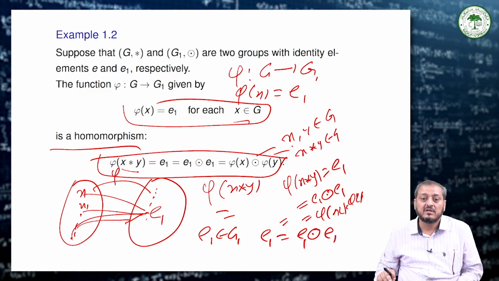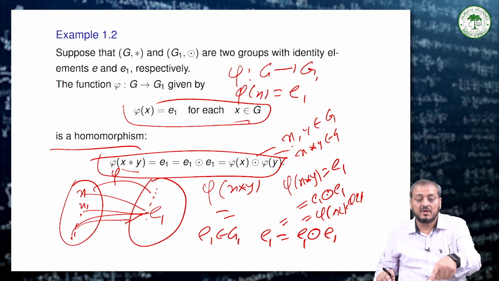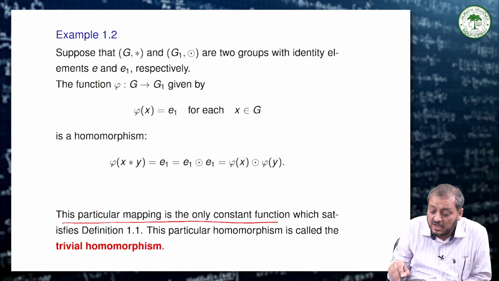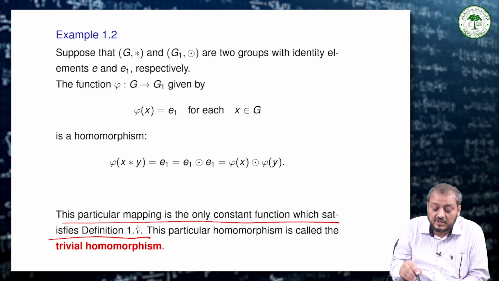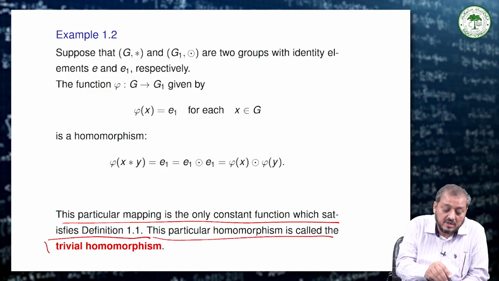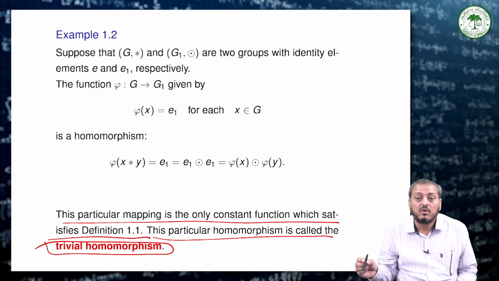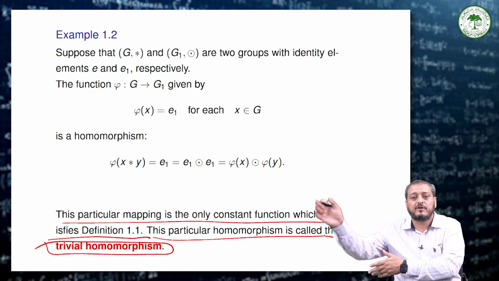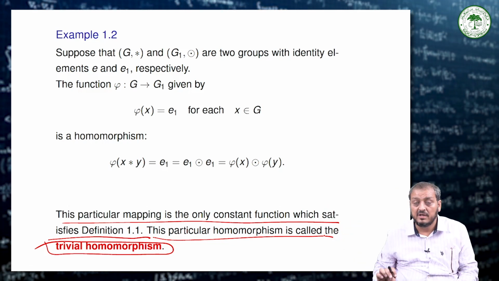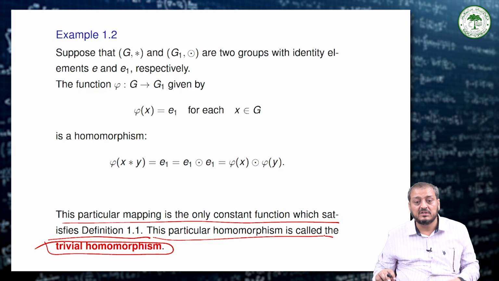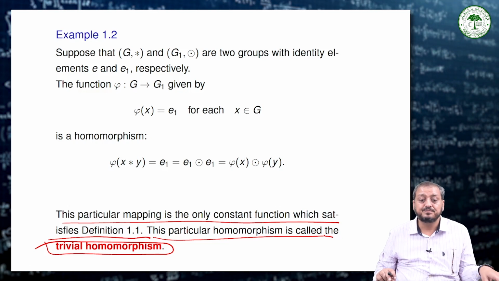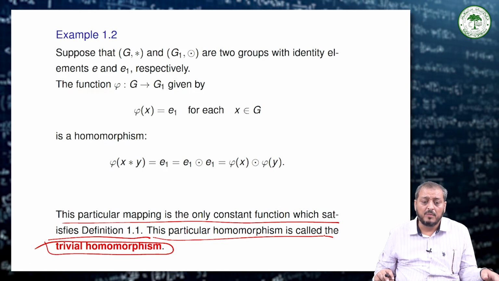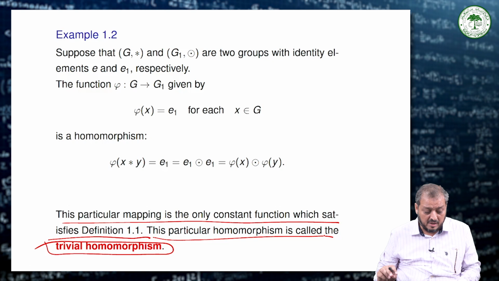So, we can say that it also satisfies the homomorphism condition, and in this particular mapping only the constant function satisfies our definition. This is called a trivial homomorphism, because all the elements are mapped to the identity element of the other group, and this clearly satisfies the definition's condition. So, clearly we can say that this is called a trivial homomorphism in this case.